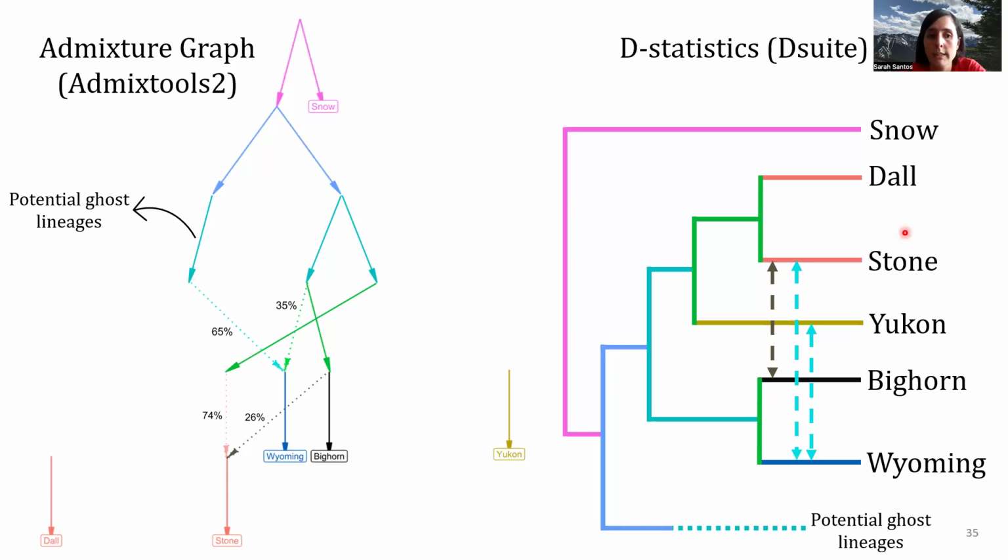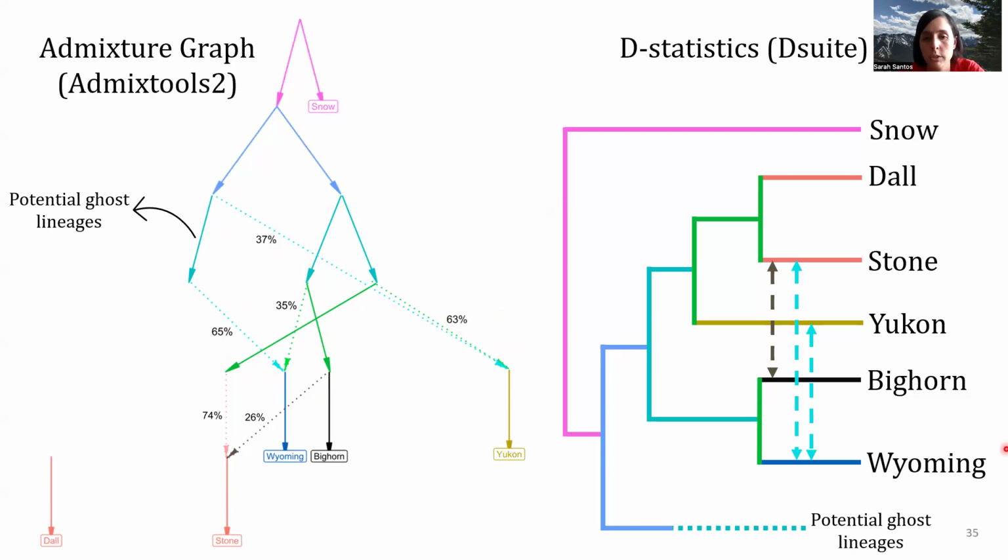And then we also had something different here, where we have the Wyoming sample having 35% coming from the Bighorn lineage, but also 65% coming from this missing fossil. The Yukon sample also had 37% coming from the ghost lineage and 63% coming from the Thinhorn clade.